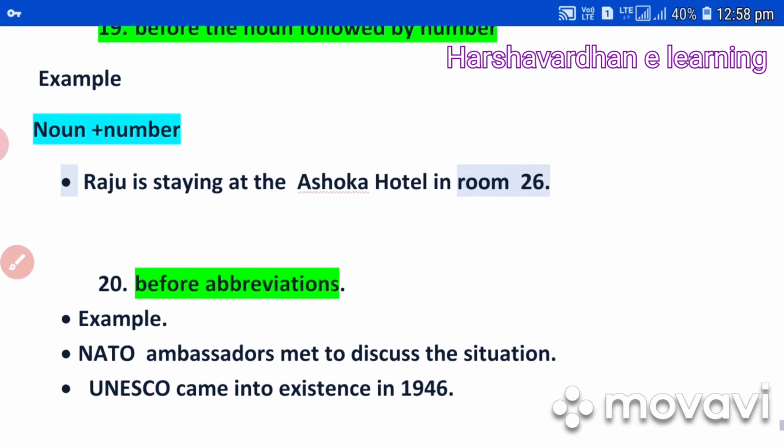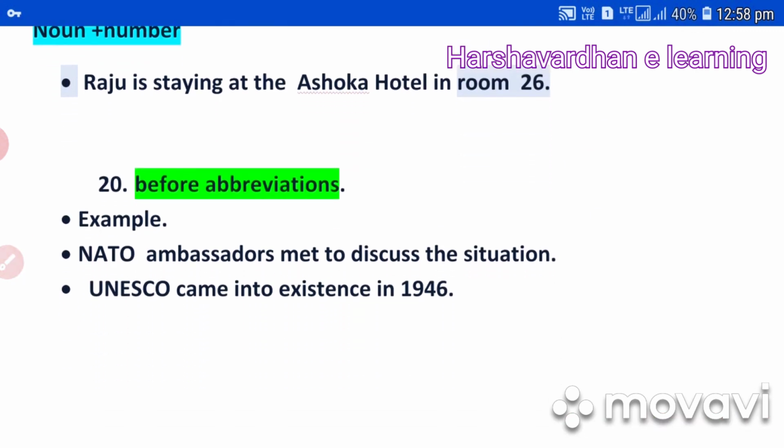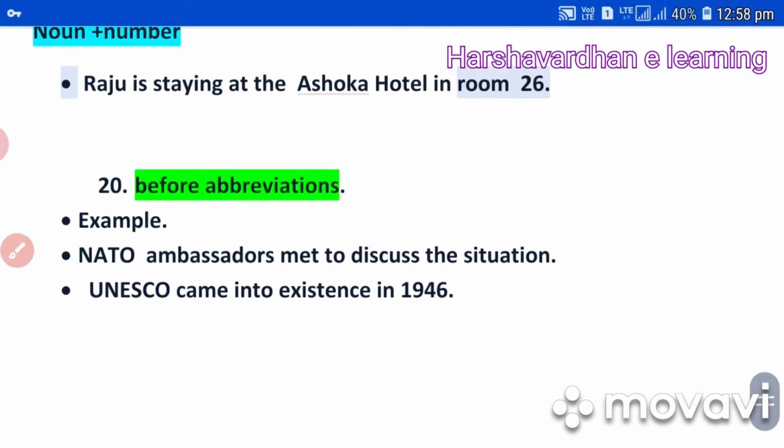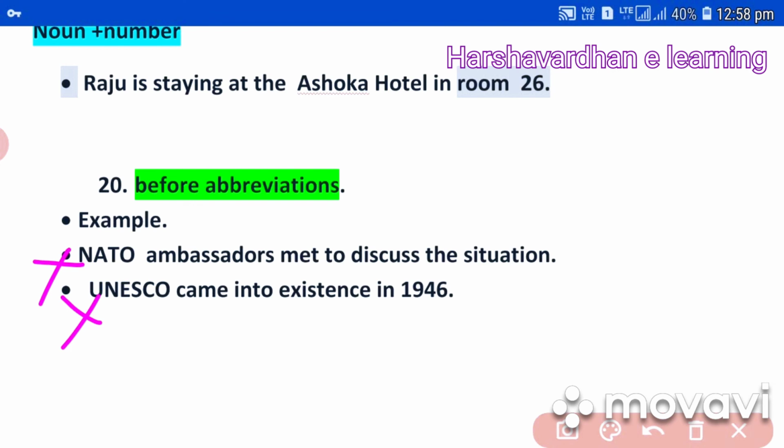Next, before abbreviations, don't use any article. You see NATO, no article here. UNESCO, no article. But one thing, we use the before United Nations, because it's an organization of many countries. So we use the United Nations. When did it come into existence? The United Nations came into existence in the year 1946.